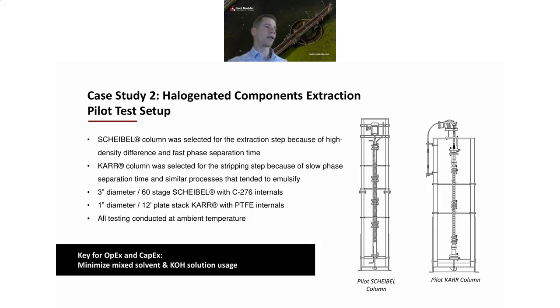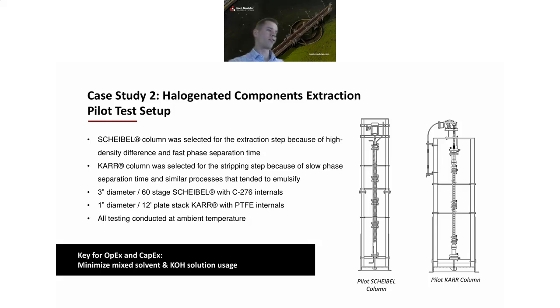The pilot test setup for this had both a Schiebel and KARR column in it. So we were looking to test both extraction columns in this process. The Schiebel column was selected for the extraction step because of high density difference and fast phase separation time. And the KARR column was selected for the stripping step because slow phase separation time was observed when equilibrium tests were performed. And we had experience with similar processes that had a tendency to emulsify. So right there, we knew that the KARR column was going to be a good fit here.